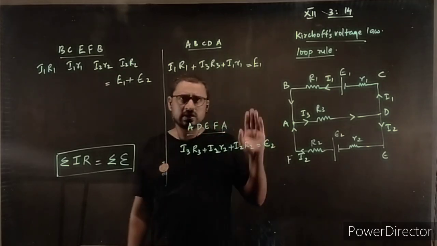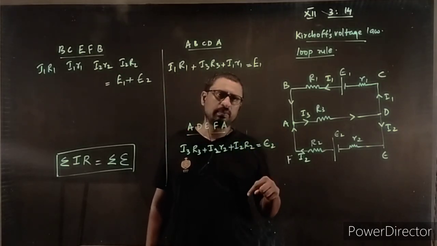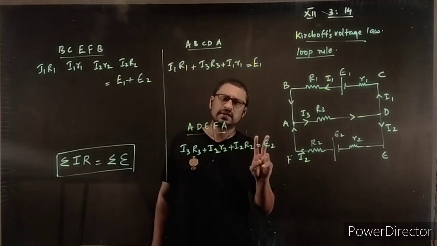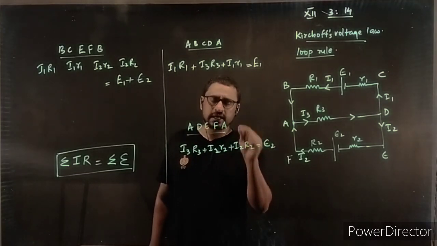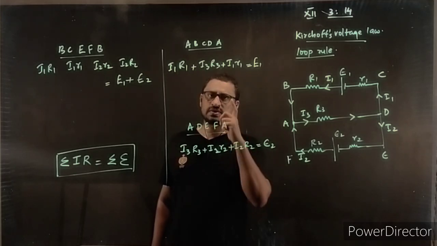Now let's apply it. So what was it? If the direction of current is the same, the current is positive, IR is positive. If you are meeting the negative of the battery first, that EMF is positive. Those two sentences are enough. Direction of current same, IR positive. If you are meeting the negative of the cell first, then that EMF is positive.